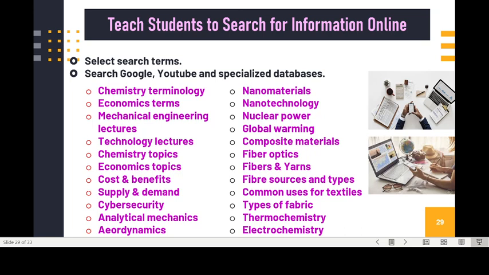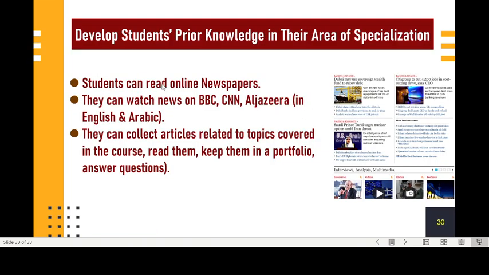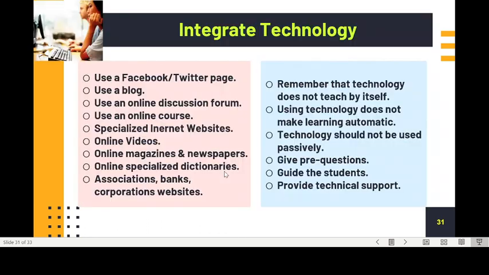Now, topics like these can also be used for oral practice, for listening, and also for selecting reading texts. To develop students' prior knowledge in their area of specialty, they can read online newspapers, watch TV, collect articles related to topics covered in the course, read them, keep them in a portfolio, answer questions on those.